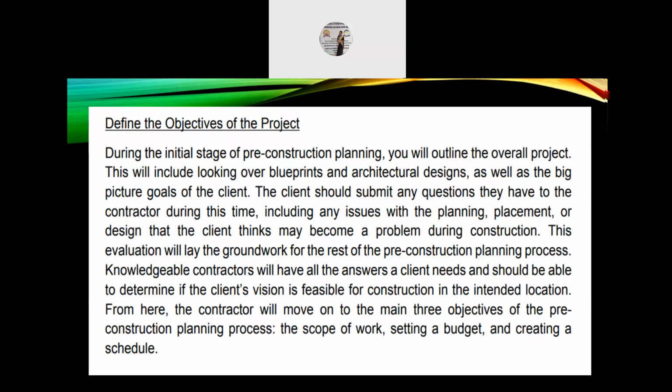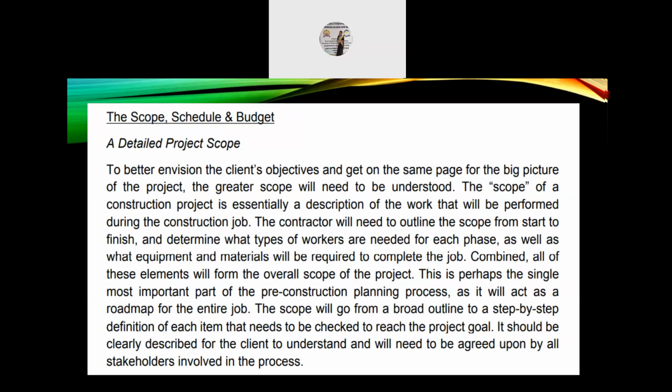Knowledgeable contractors will have all the answers the client needs, and should be able to determine if the client's vision is feasible for construction in the intended or desired location. From here on, the contractor will move on to the main three objectives of the pre-construction planning process. First, the scope of work. Second, setting a budget. Third, creating a schedule or a program. The scope, schedule and budget.